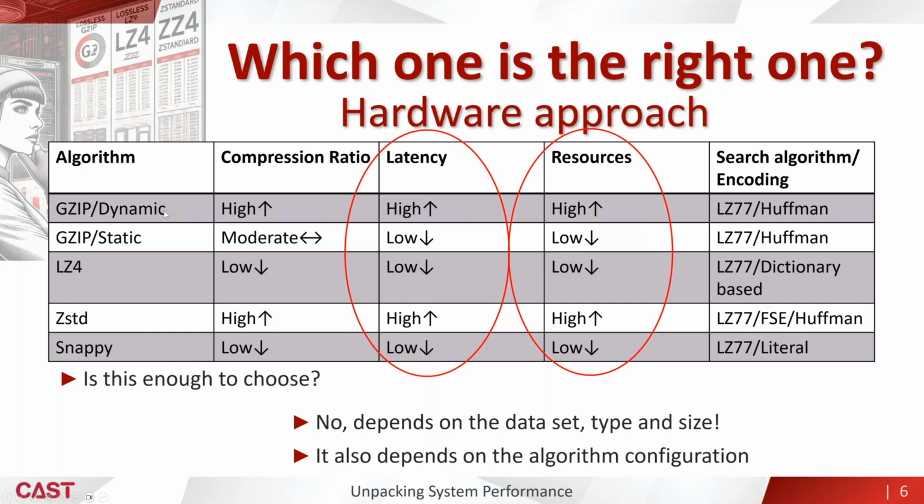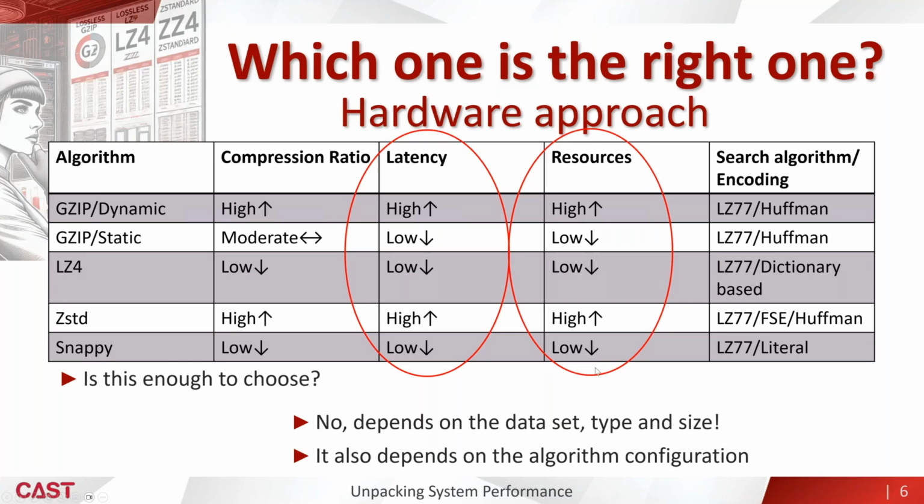GZIP, with its two flavors, will give you a high compression ratio for dynamic Huffman tables with higher latency and high resource requirements, while the static flavor will give you a moderate compression ratio with a lower latency that is comparable with LZ4 and Snappy algorithm latency, and lower resources, which again are comparable with LZ4 and Snappy algorithms.